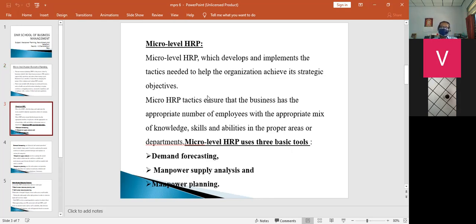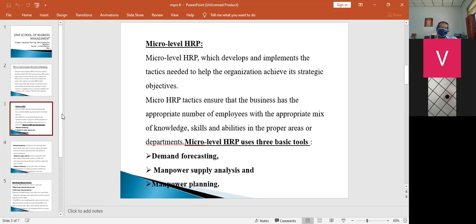Here, the micro HRP tactics ensure that the business has the appropriate number of employees with the appropriate mix of knowledge, skills, and abilities in proper areas or departments. Here, micro level HRP uses three basic tools: demand forecasting, manpower supply analysis, and manpower planning. So, what do you mean by micro level HRP? Here, the business and the appropriate number of employees with the appropriate mix of knowledge, skills, and abilities in proper areas or departments are considered.